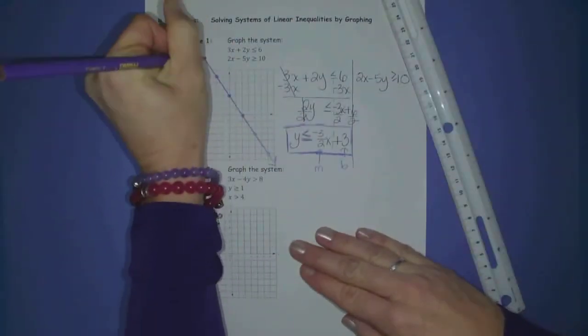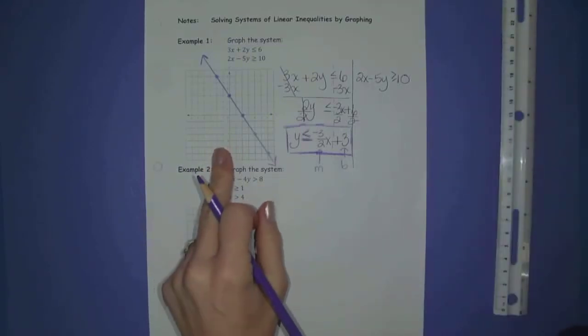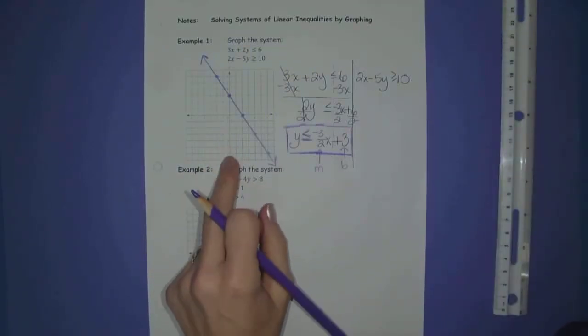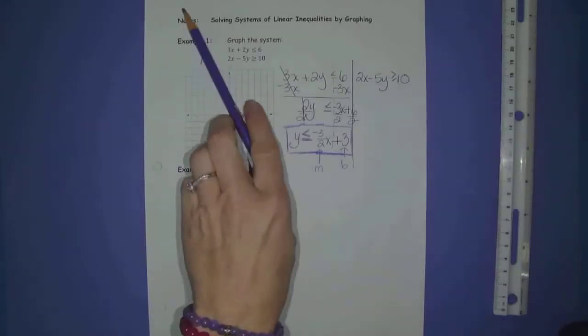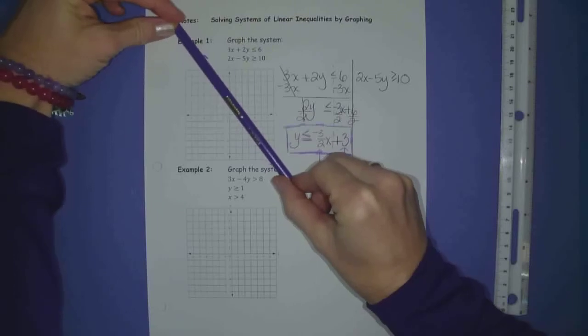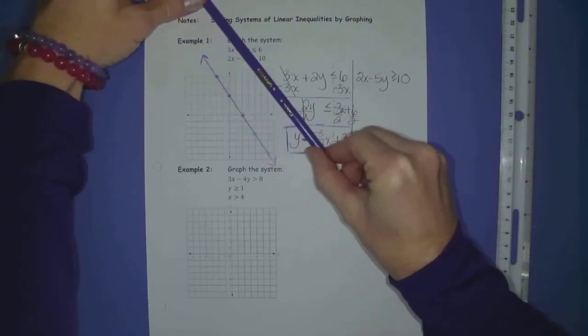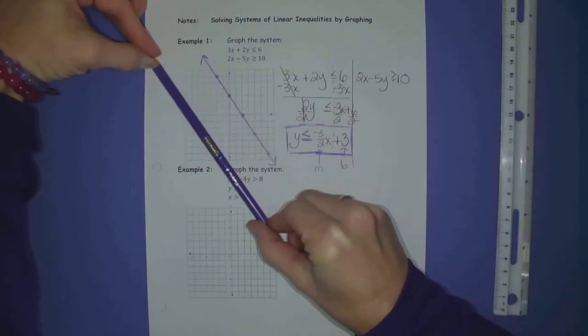Beautiful. And then the last piece of this, if you remember from our previous learning, is to shade one side of the line. So here's our divider. The line kind of creates a boundary. You either shade this side of the line or you shade this side of the line. It's one or the other.